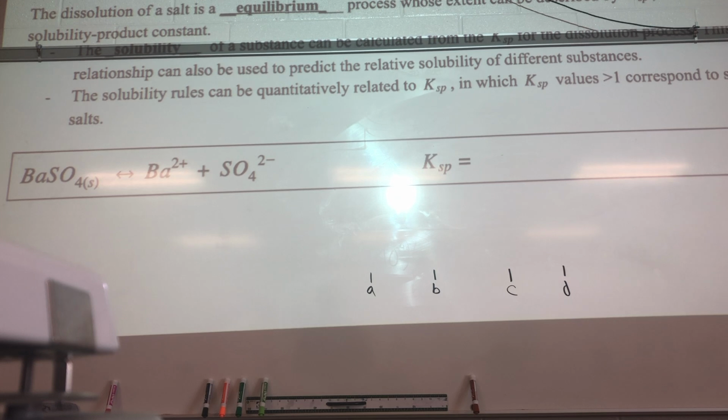Okay, solubility, what is it? Someone tell us. Calvin. Ability to dissolve in water. Good. So when you see the word solubility, it's about the ability to dissolve.